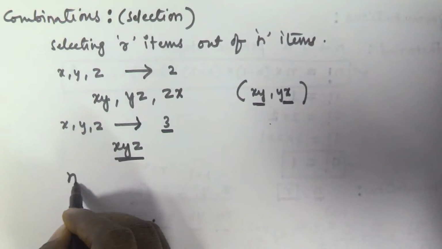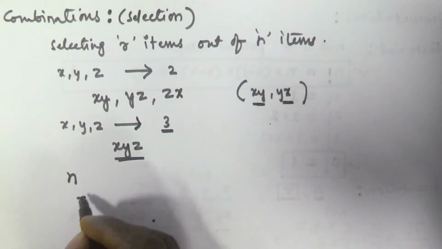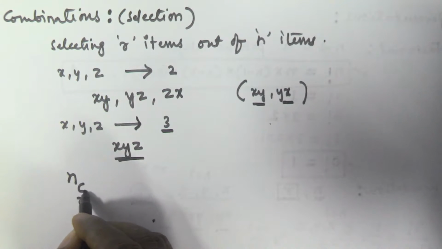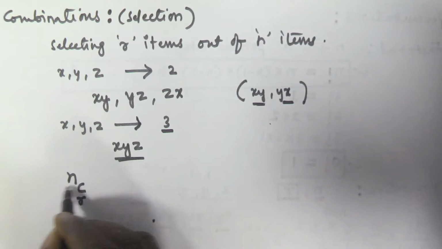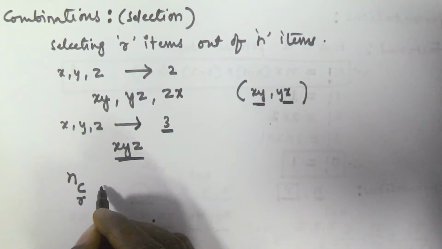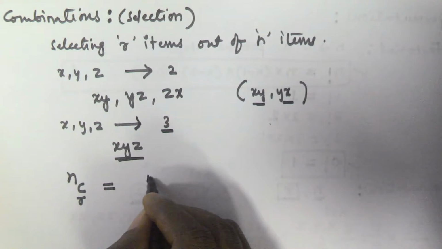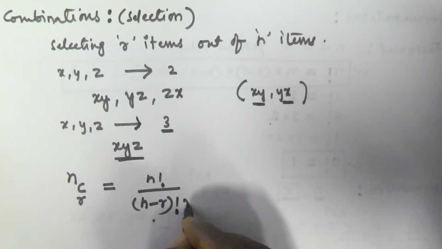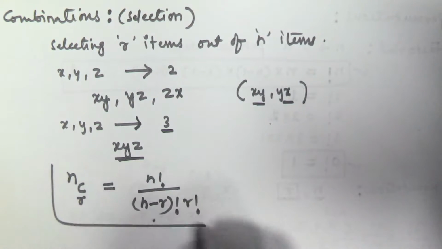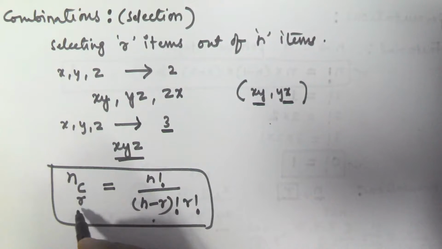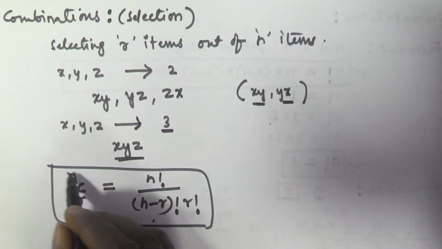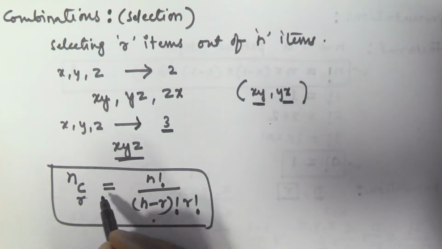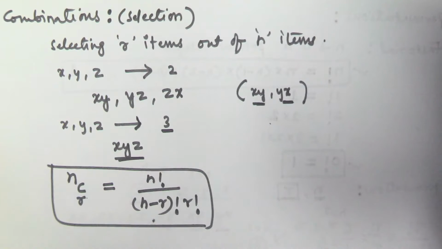Suppose out of n items we are selecting r items. The selection of r items out of n items is represented as nCr. The value of nCr is equal to n factorial divided by (n minus r) factorial times r factorial. So selecting r items out of n items at a time, the value is n factorial by (n minus r) factorial into r factorial.